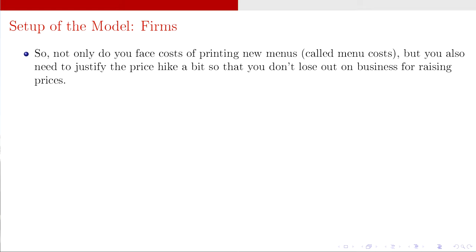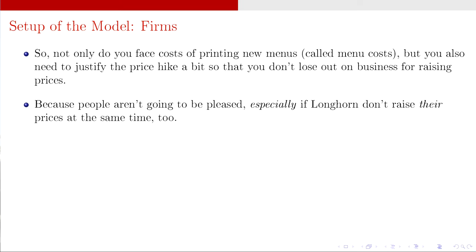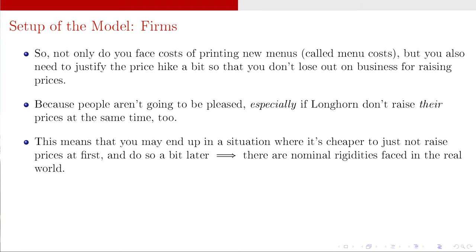So you face the cost of printing new menus. It's called menu costs in macroeconomics. But you also need to justify the price hike a bit so you don't lose out on business just for raising prices, because people are going to get mad. Especially if, say, their competitor Longhorn doesn't raise their prices at the same time. So you could end up in a situation where it's cheaper to just not raise your prices at first, and you do so a little later.